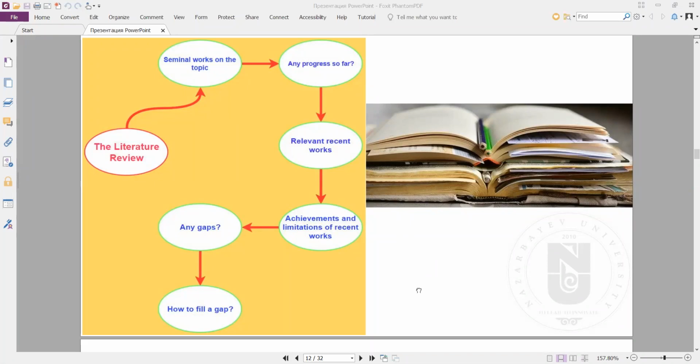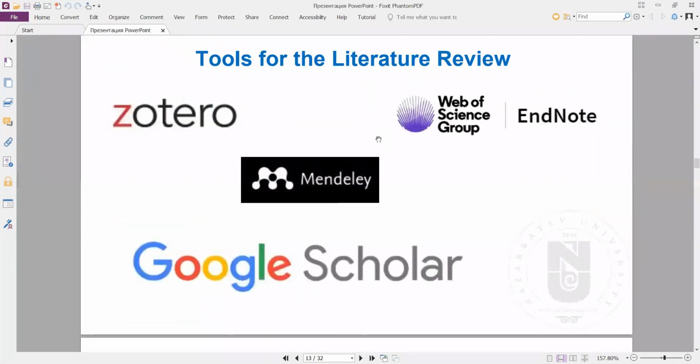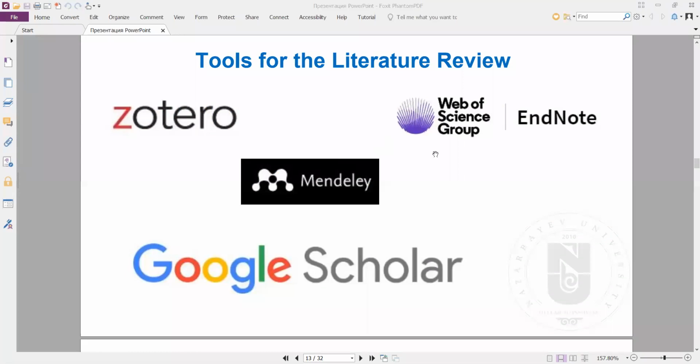Okay, right then. Now, I want to mention some tools here for the literature review. I thought it would be very interesting for you to look at some of the very popular tools for doing your literature review. For example, for extracting or for citation, you can use such tools as Zotero, Mendeley, EndNote, which is part of the Web of Science group. And also for actually searching for the right literature, you can go to Google Scholar.